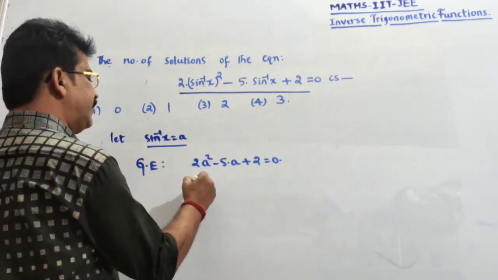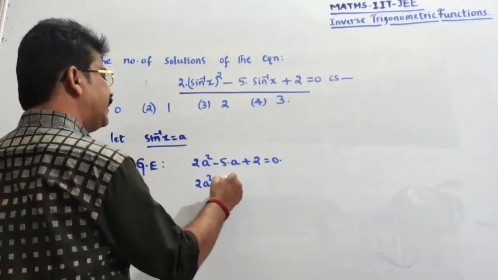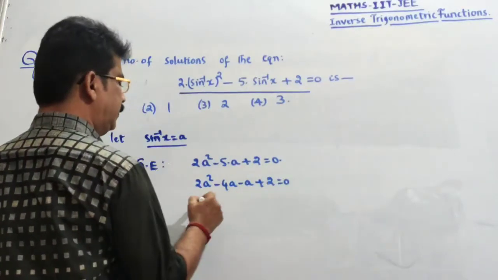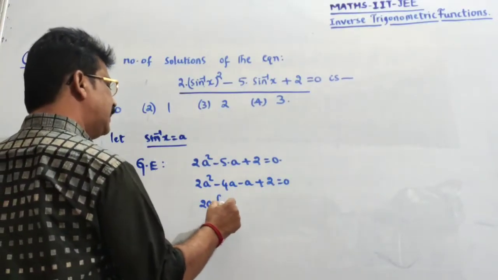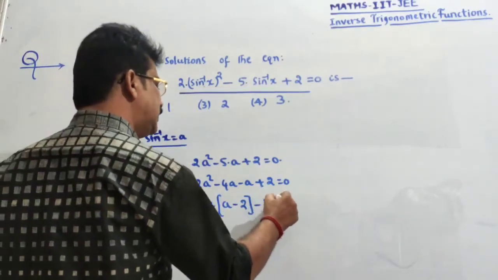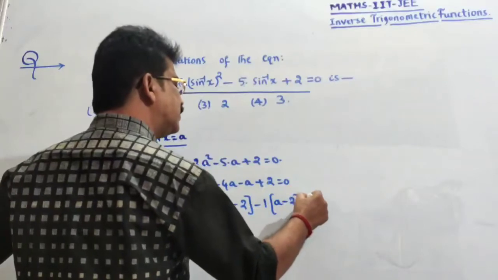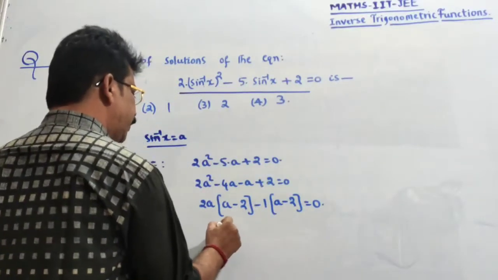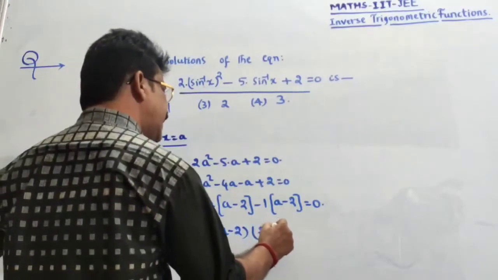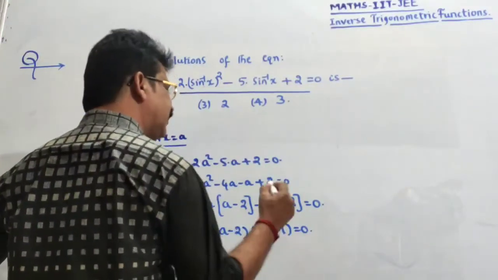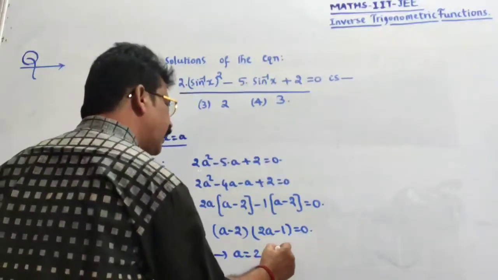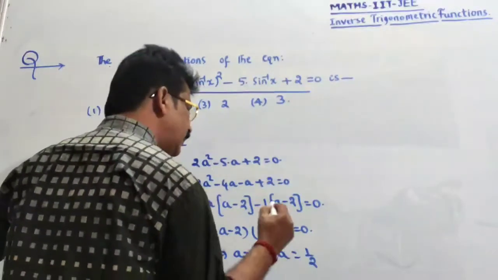So factorization: 2a square minus 4a minus a plus 2, that is equal to 0. So 2a common, a minus 2, minus 1 into a minus 2, that is equal to 0. So a minus 2 into 2a minus 1, that is equal to 0. That implies a equal to 2 or a equal to 1 by 2.